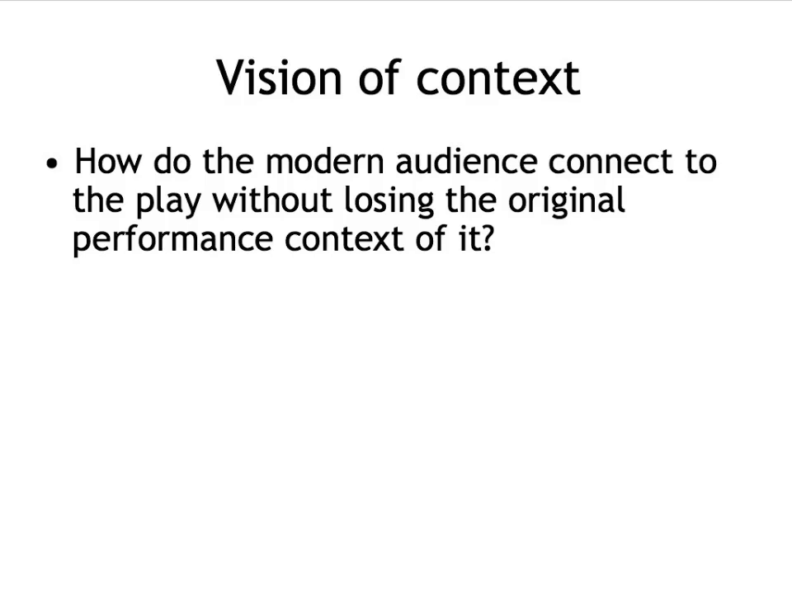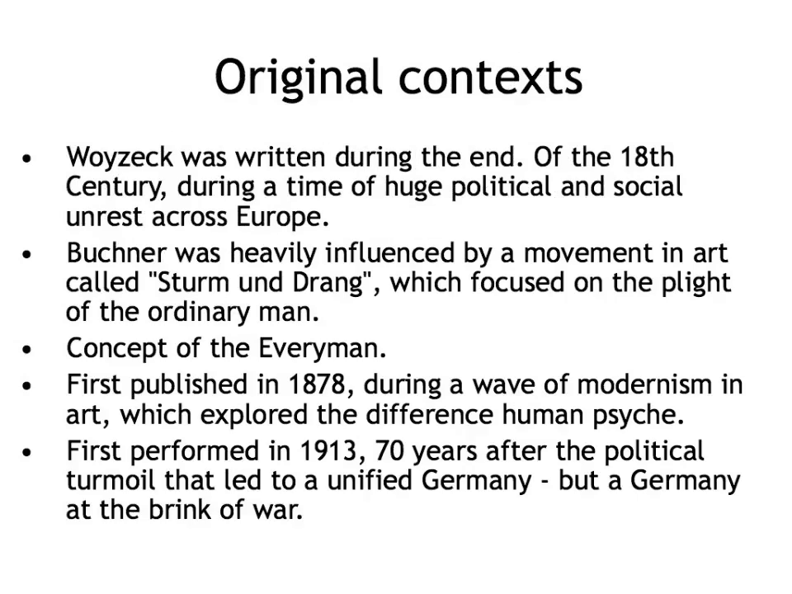So once we've got our key themes that we want to focus on, we need to think about the context. And the context relates to a modern audience and the original performance context. So we've got to find the right balance here between how we're going to get the modern audience to connect to the play, how we are going to understand and connect to it, without losing the original performance context of it. It's a fine and difficult balance. We've been to see some plays where we felt that it hasn't worked, and we've been to see plays where that has worked. And it's a very, very difficult balance.